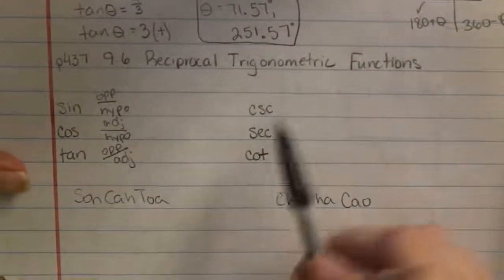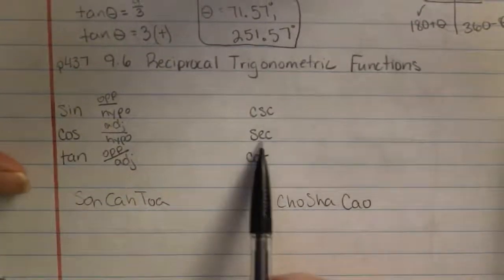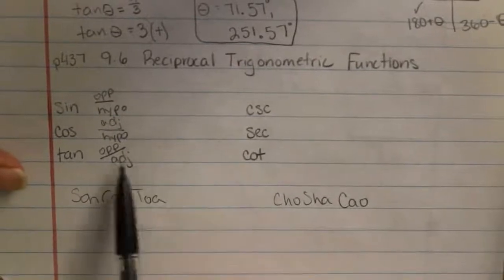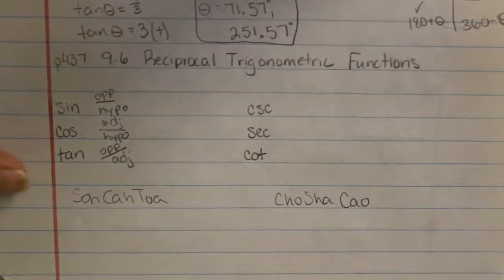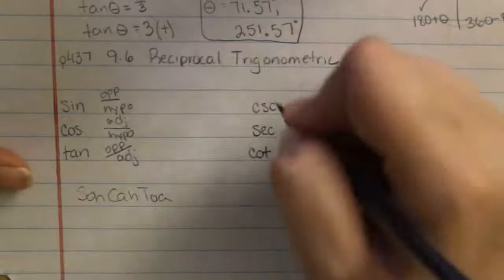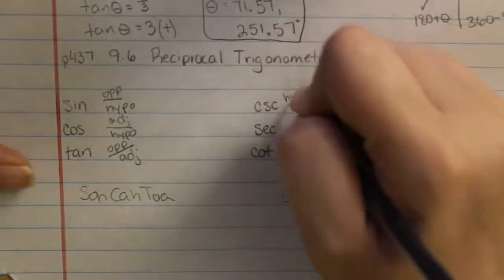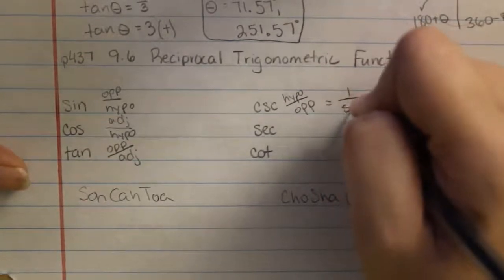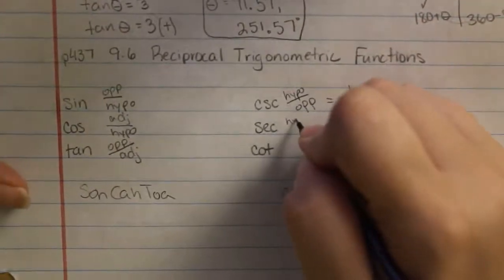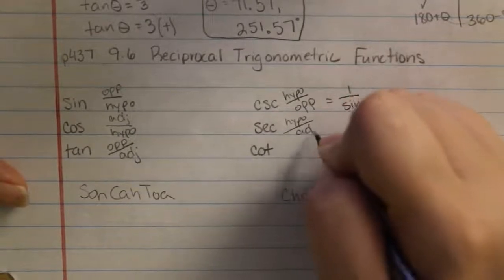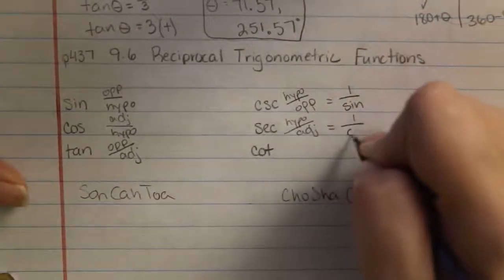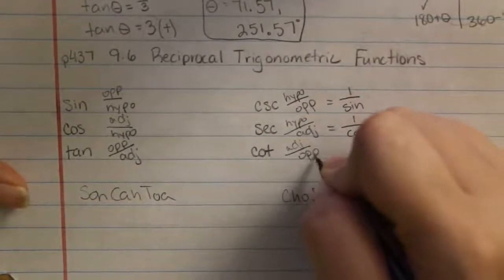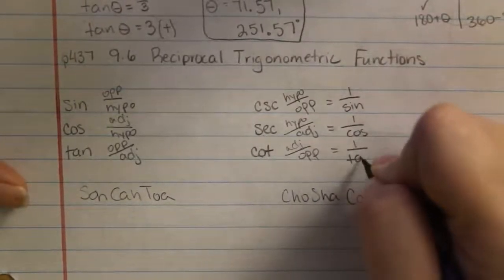Okay? Cosecant goes with sine, secant goes with cosine, cotangent goes with tangent. This one's the easiest one to remember because it's got tangent in the name. So I am going to simply flip this. So this is hypotenuse over opposite, otherwise known as 1 over sine. And this is going to be hypotenuse over adjacent, otherwise known as 1 over cosine. And then I have adjacent over opposite, which is 1 over tangent.